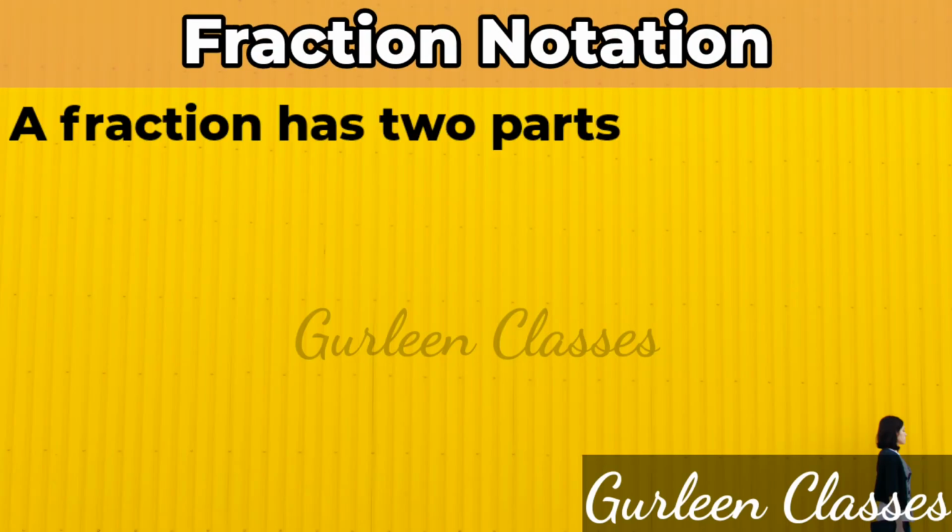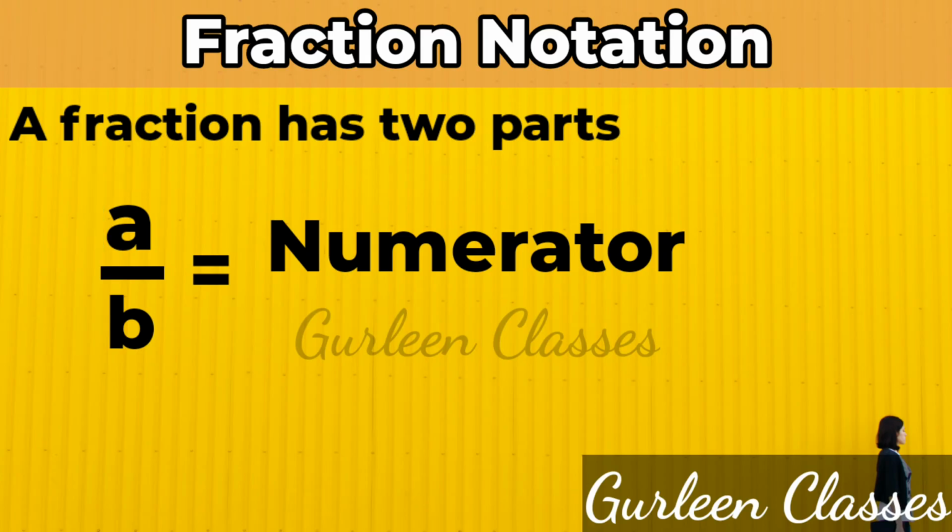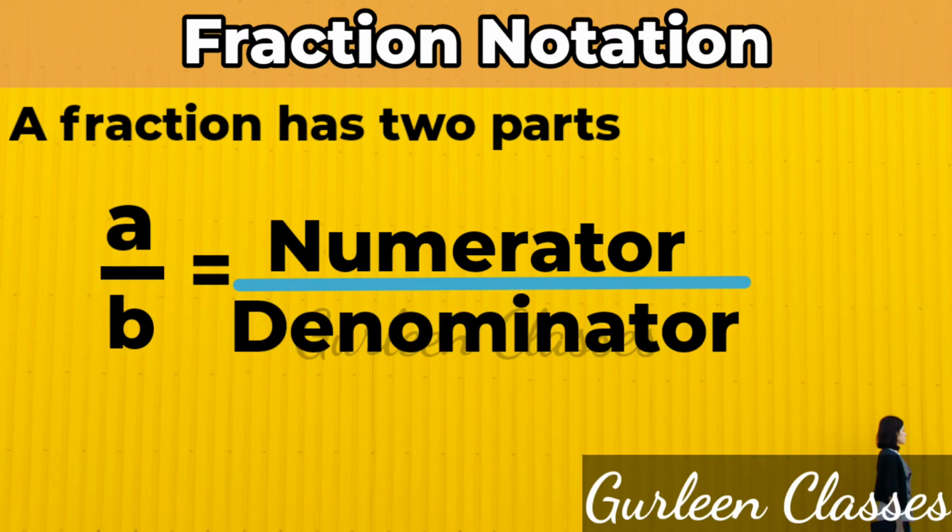Next topic, fraction notation. As you can see, a fraction has two parts. The number on the top of the line is called the numerator. It tells how many equal parts of the whole or collection are taken. The number below the line is called the denominator. It shows the total number of equal parts in which the whole is divided.